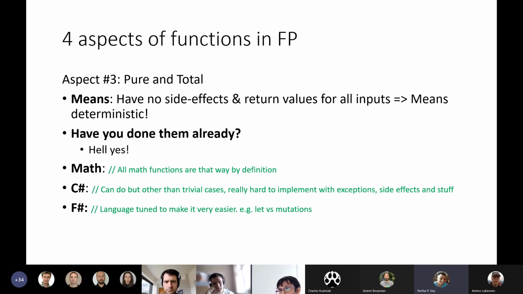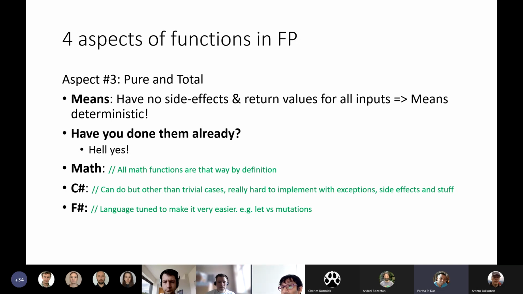Yes, all math functions are by definition this way, right? C# can do it, but other than trivial cases, it's really hard to implement, with side effects and stuff like that. Haskell takes it to the next level, but I think the fact that it takes it to the next level makes it very unfriendly for real world usage. F#, in my opinion, strikes a good balance, right? You can write as pure functional programming as you want in F#, yet depending on your needs, interface with the .NET class library. So this is why I think F# usage is significantly higher than Haskell or some other purer FP.